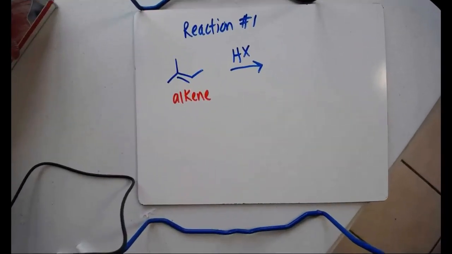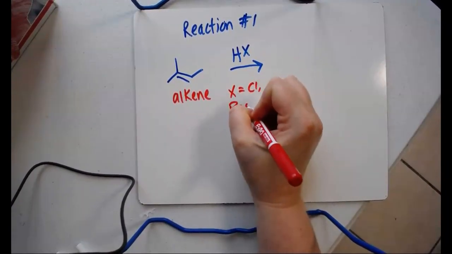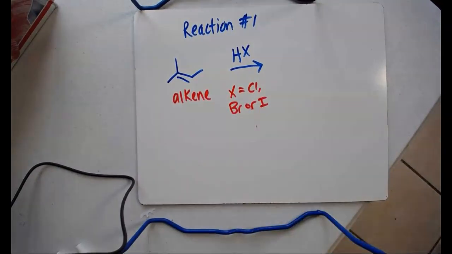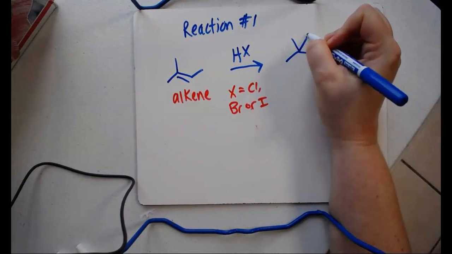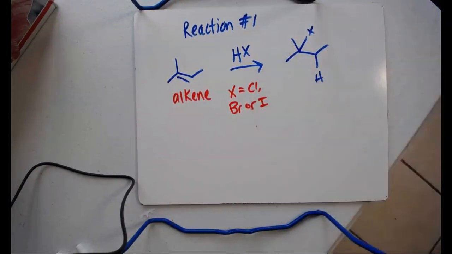So far this is what I've written down. Reacting it as HX, and my halogen can be chlorine or iodine. And then the alkene looks like this. So on those two vicinal carbons, I'm going to add a hydrogen to one of them and my halogen to the other.